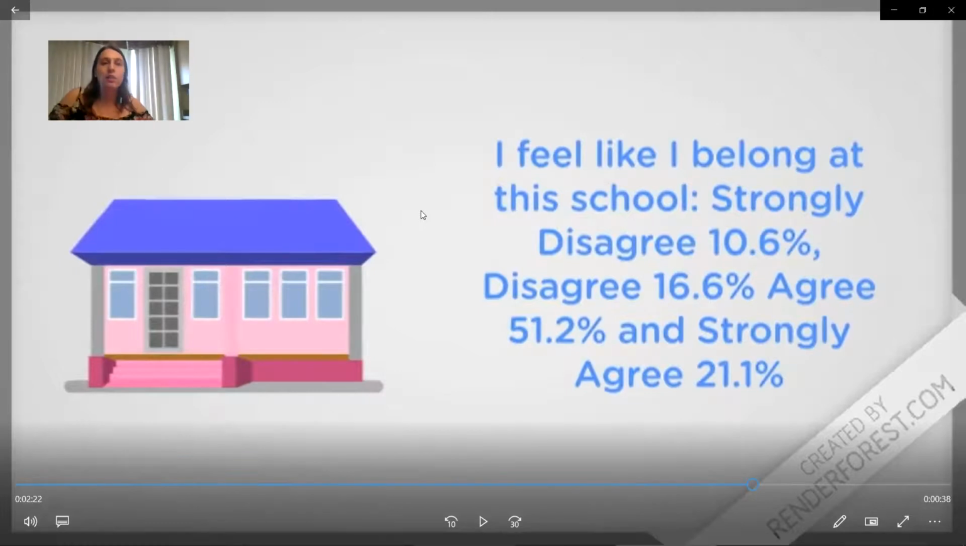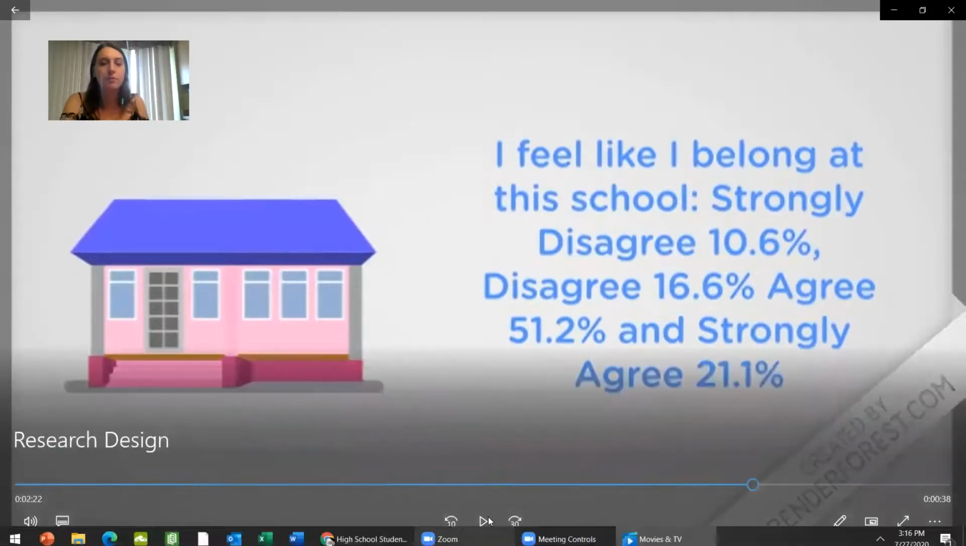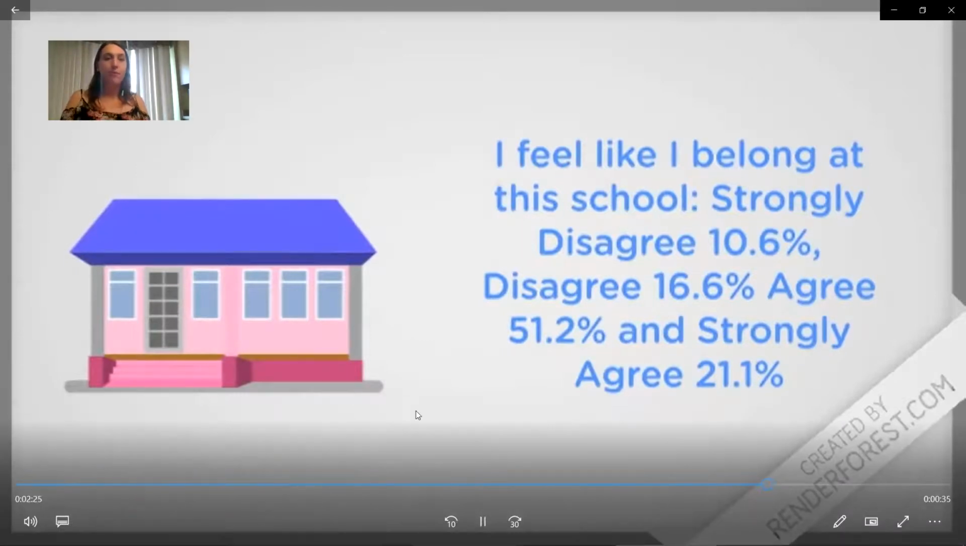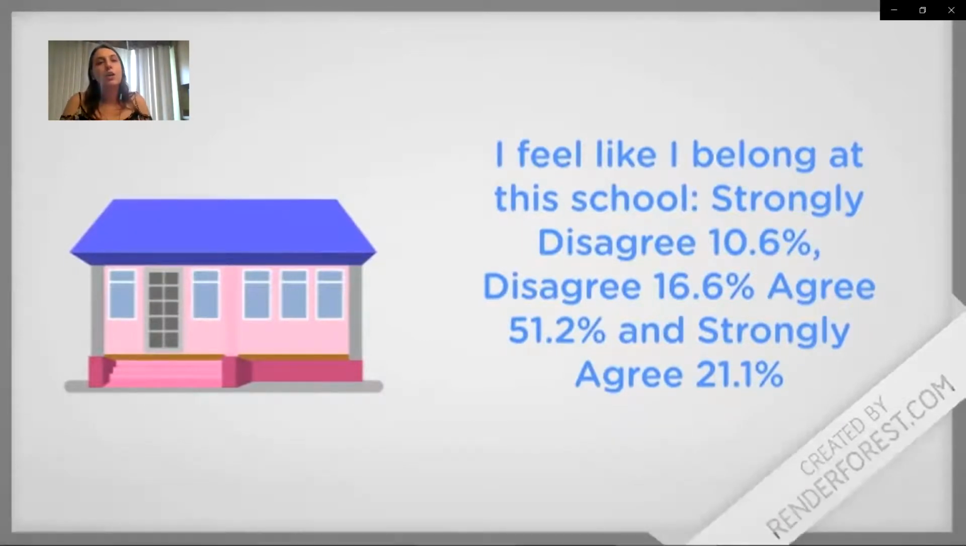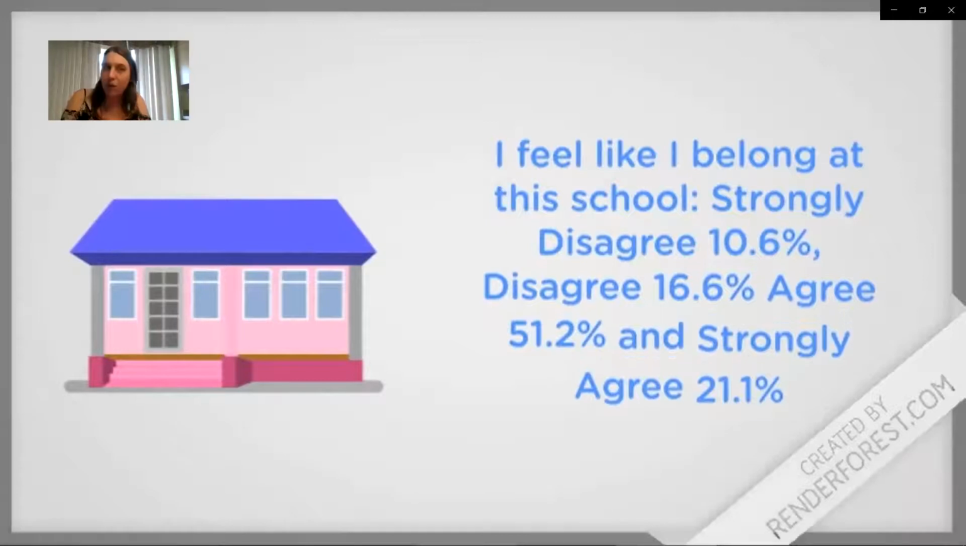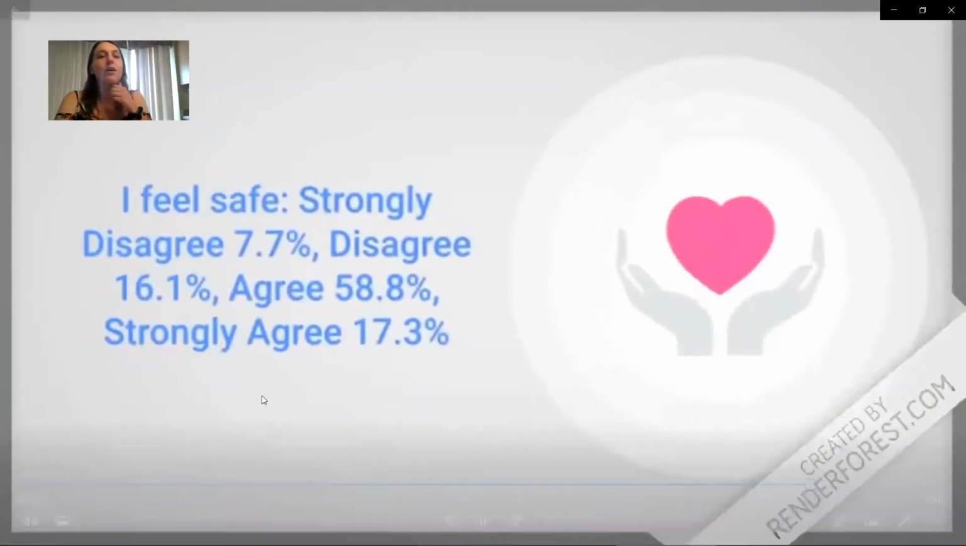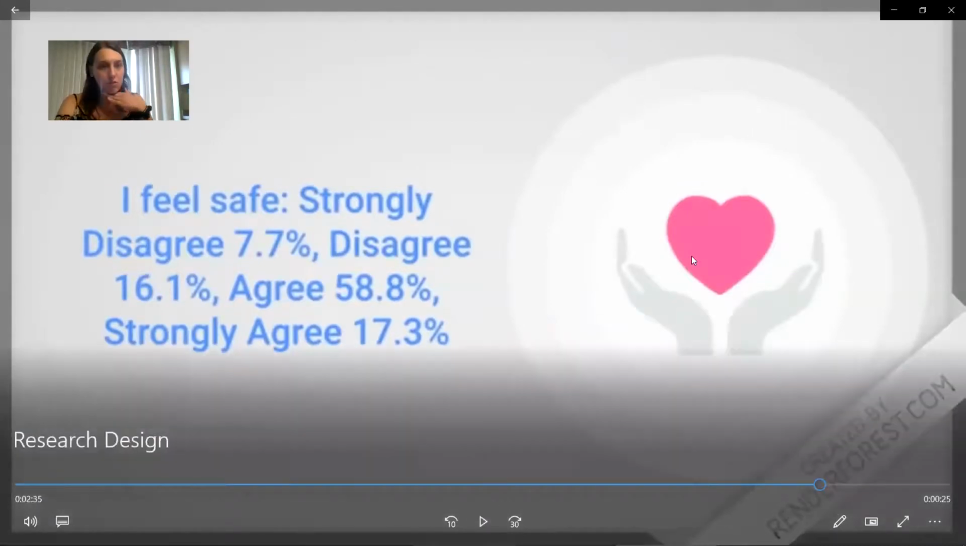I know that these just look like numbers, but in the process of survey research, this becomes important later down the road, which I'll discuss. It's also important to understand that while 51.2% agree, you also have 26% of your population feeling like they don't belong. The next question is, did students feel safe?